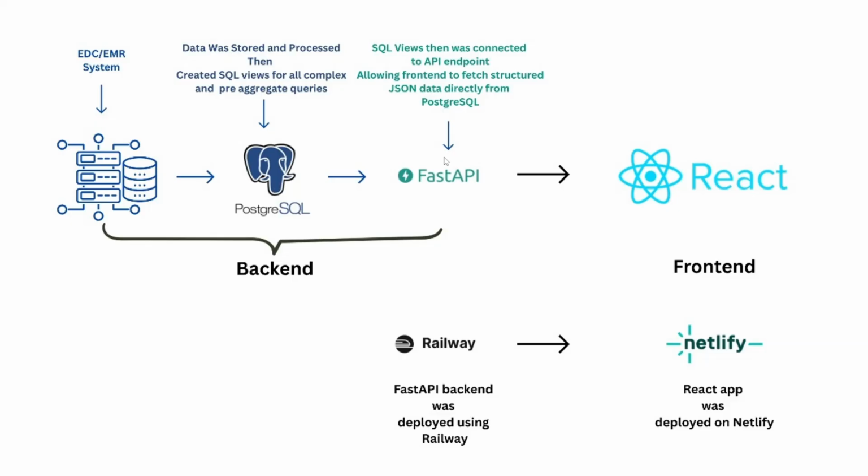Then I integrate these SQL views into FastAPI, which acted as the backend layer, converting raw SQL outputs into clean, secure API endpoints. For deployment, I use Railway. This basically hosts my FastAPI backend seamlessly and automatically provides live API endpoints that connect to my frontend.